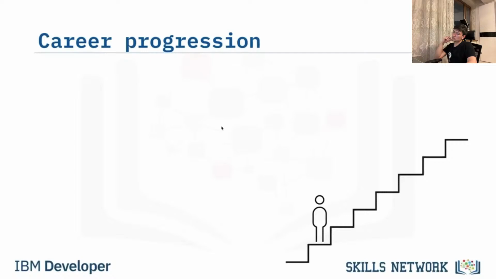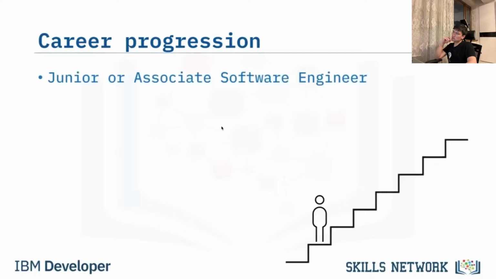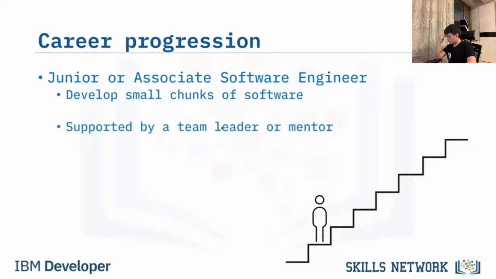You're likely to start out in an entry-level position as a junior software engineer or associate software engineer. At this level, you'll be developing small chunks of software to meet agreed client specifications. You'll be assigned a team leader or mentor who will guide you along the way and provide support when you need it. During this phase of your career, you'll be on a steep learning curve, gaining new skills and experience with every block of code that you write.